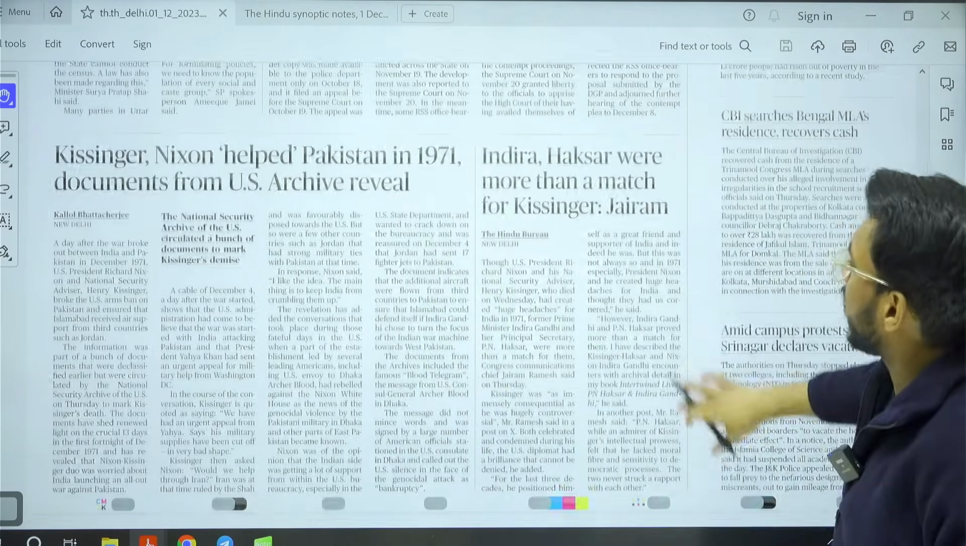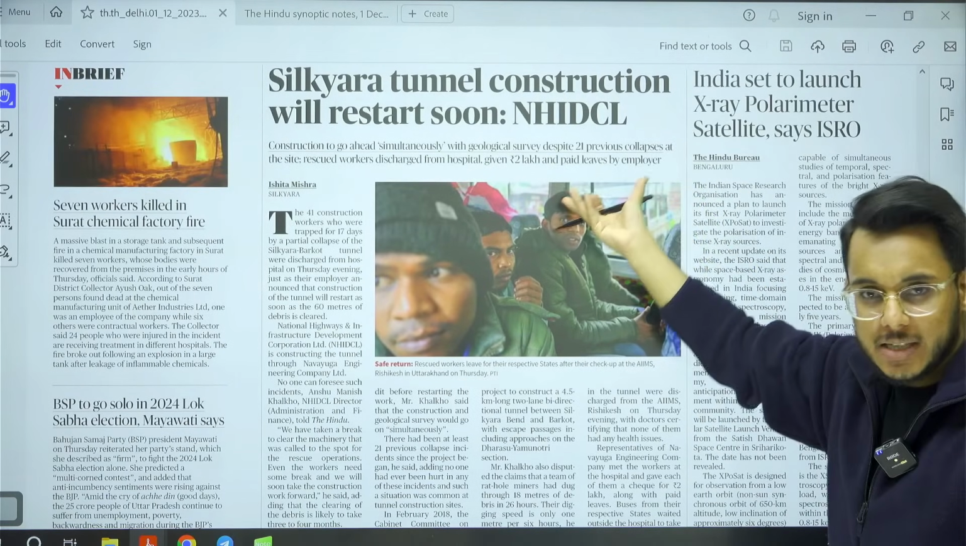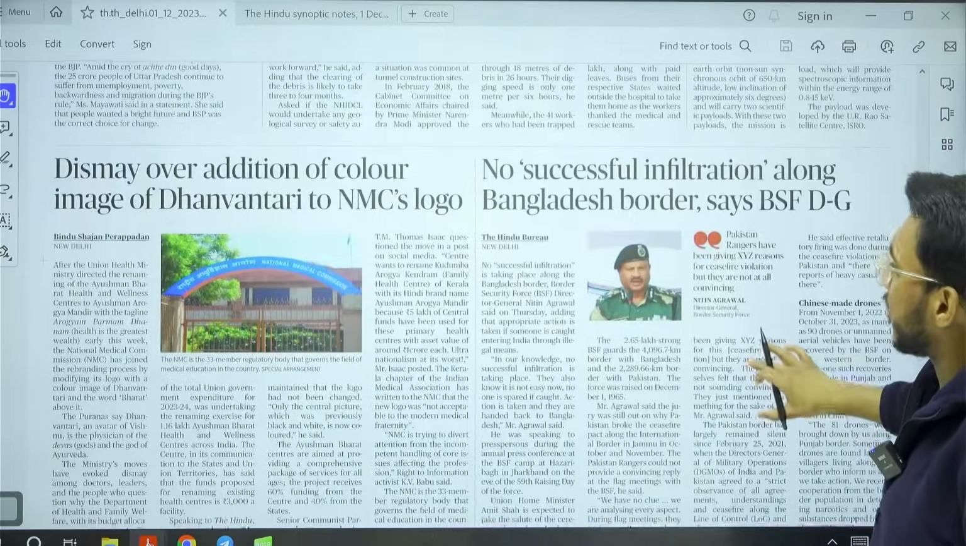Then, further moving on, Silkyara tunnel construction will restart soon. This is the same tunnel where the recent collapse happened. Then further moving on in this particular direction.